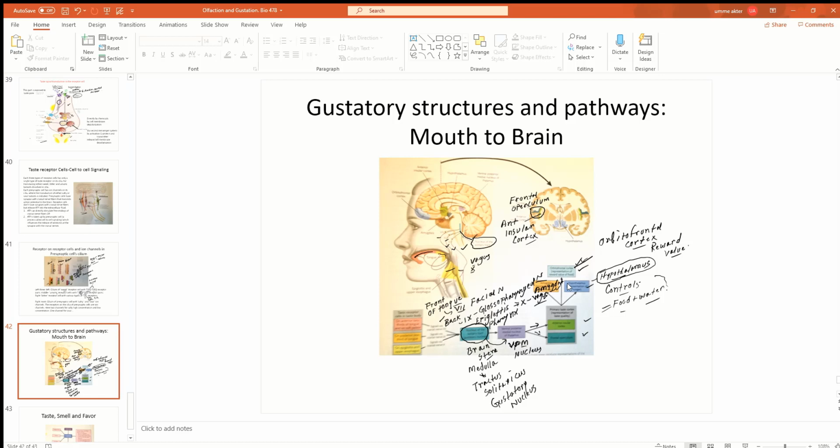So the two structures, frontal operculum and anterior insular cortex, first receive the signal from the thalamus. So these are the first cortical areas to receive the taste signal, right? Primary taste cortex.